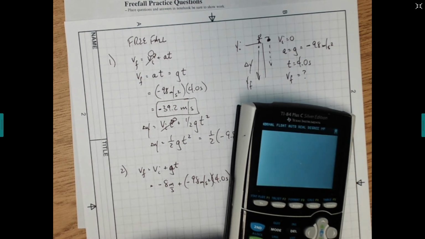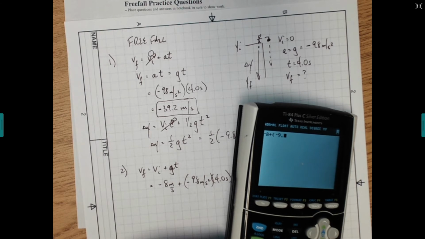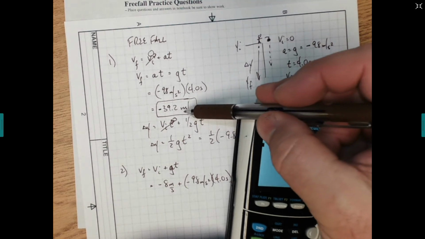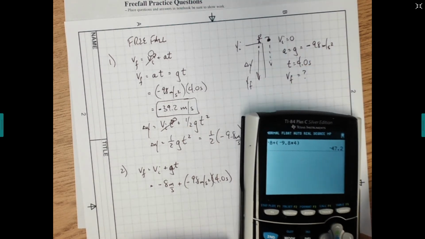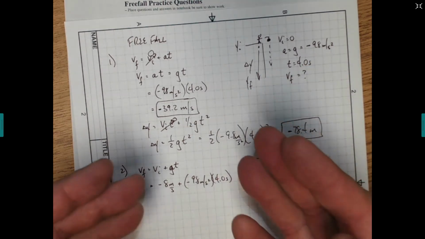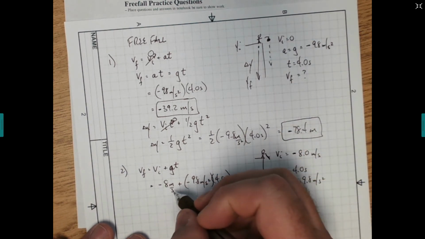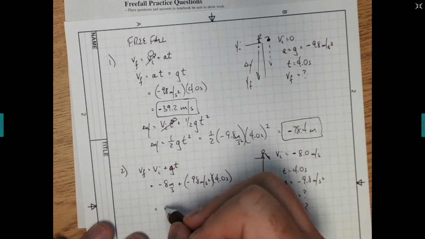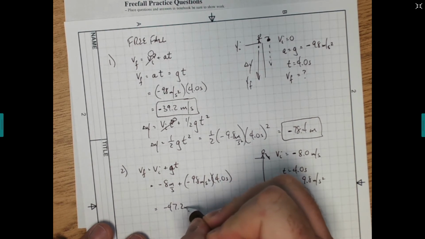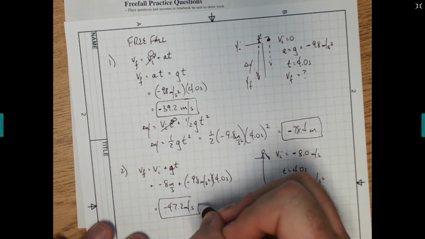Okay, so I'm going to just multiply it all out just to show you that it works. So negative 8 plus negative 9.8 times 4, and negative 47.2, which you notice is just 8 more than that, but going down. So it just took the initial velocity I've had and added it to the velocity I'm going to get because I'm down there. Okay? So what was that? Negative 47.2 meters per second.